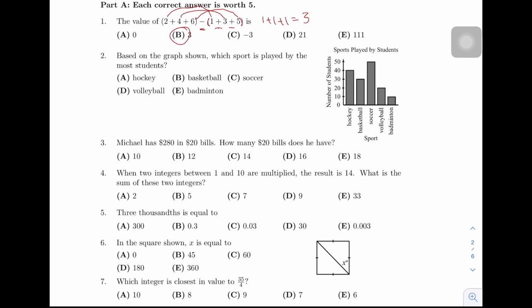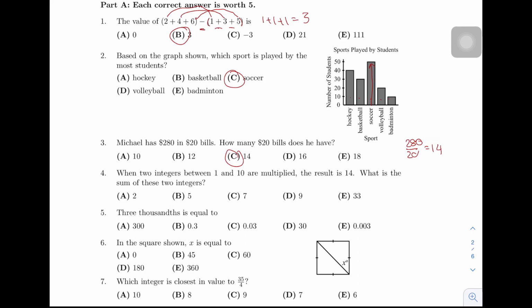Number 2, based on the graph shown, which sport is played by the most students? You look at the graph here, and you see that soccer has the most students. Therefore, C is the correct answer. Number 3, Michael has $280 in $20 bills. How many $20 bills does he have? So 280 divided by 20 equals 14. Therefore, C is the correct answer.